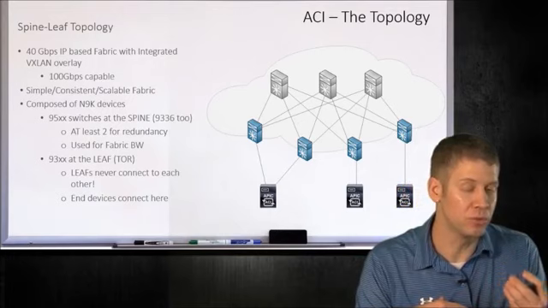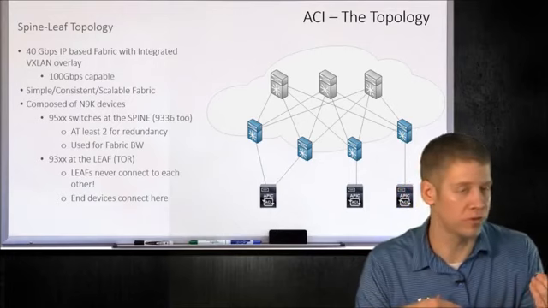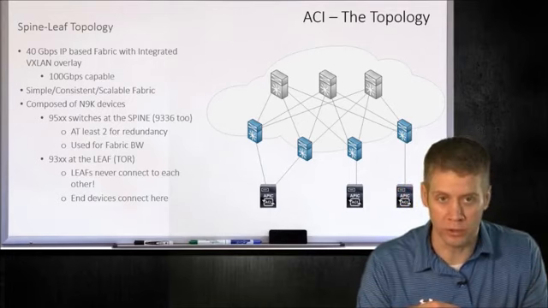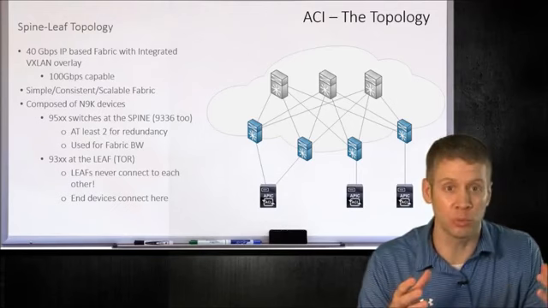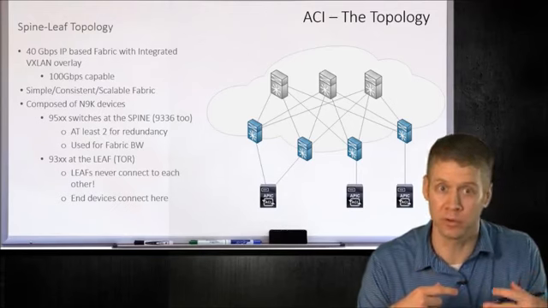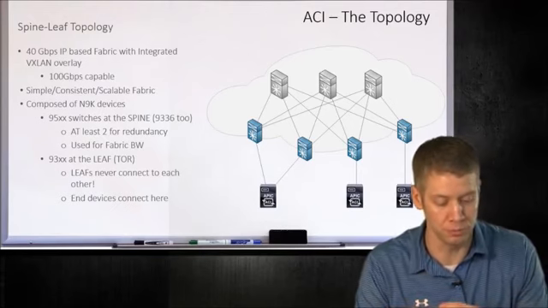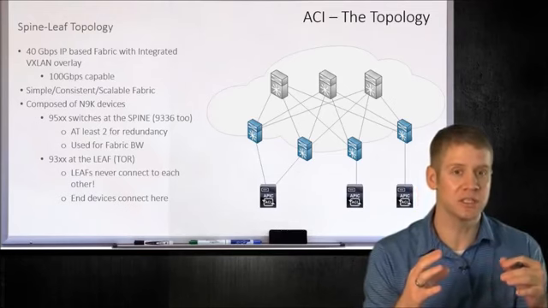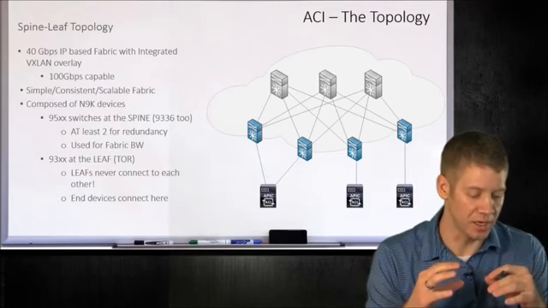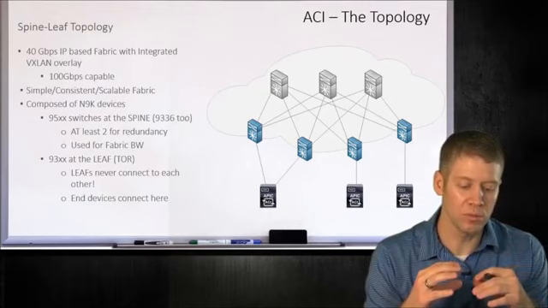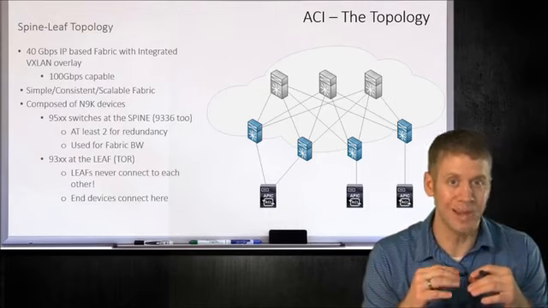And a lot of that was due in part to the fact that we had to run spanning tree within our layer two domains as our basic loop prevention mechanism, right? Spanning tree was our control plane protocol for layer two. So this changes a little bit with ACI in that we're using more of a CLOS architecture.